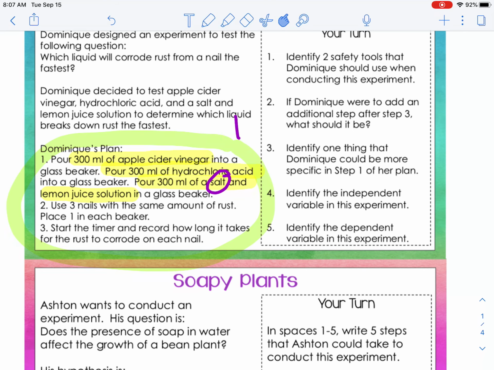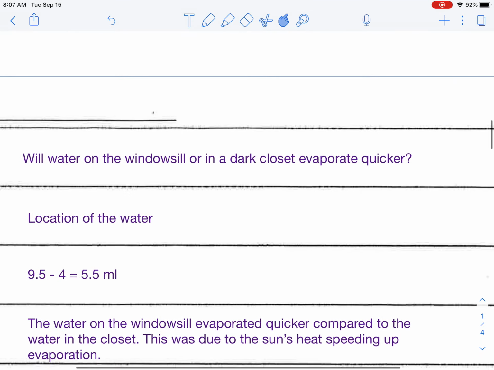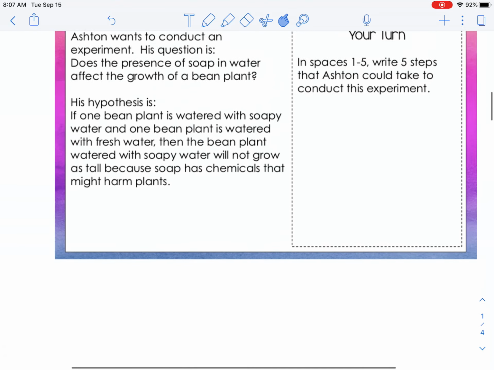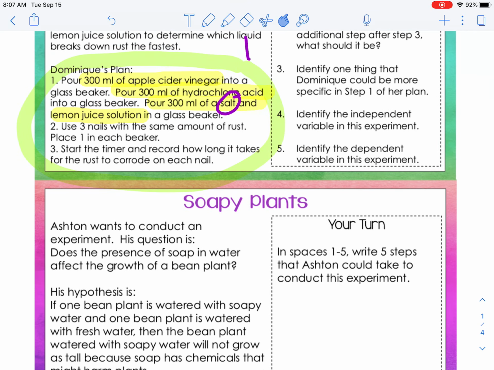Okay, so identify the independent variable in this experiment. So what is it that we purposely changed? We purposely changed the type of liquid, whether it be hydrochloric acid, apple cider vinegar, or the salt and lemon juice combination.